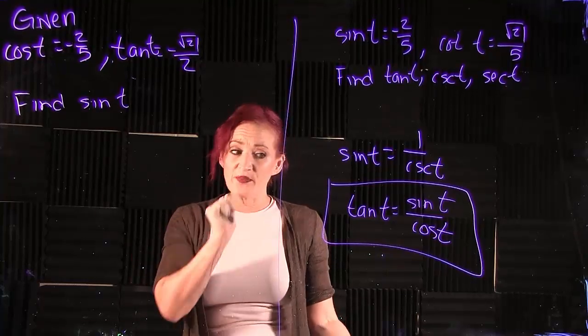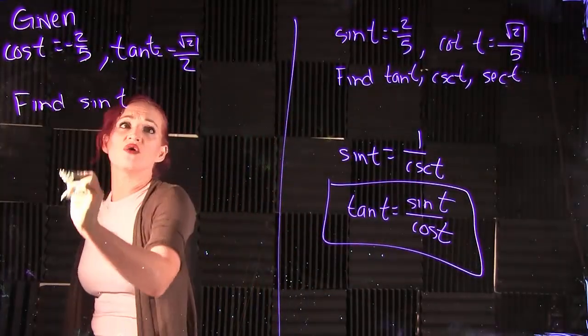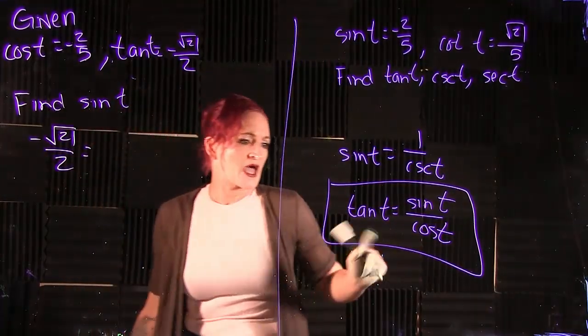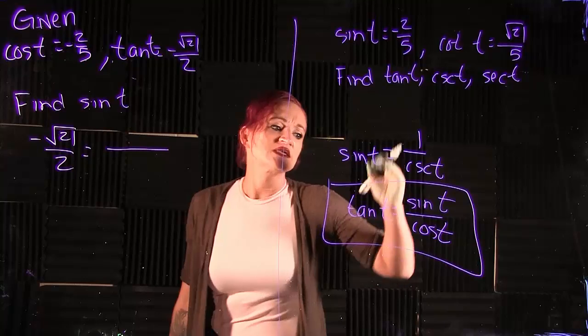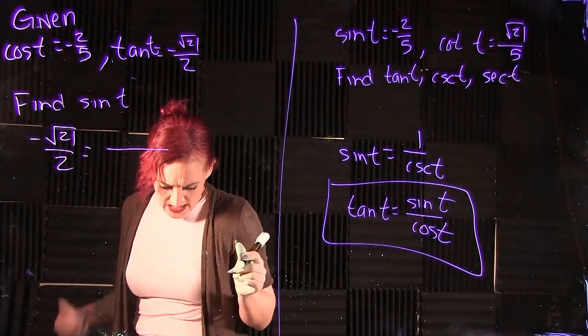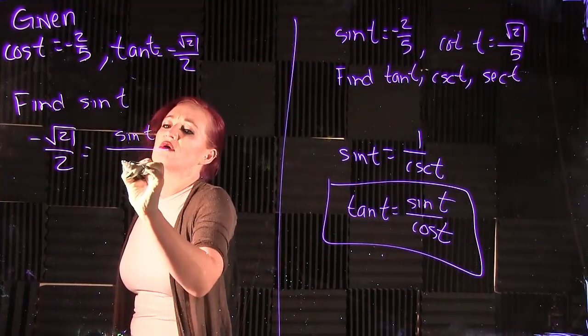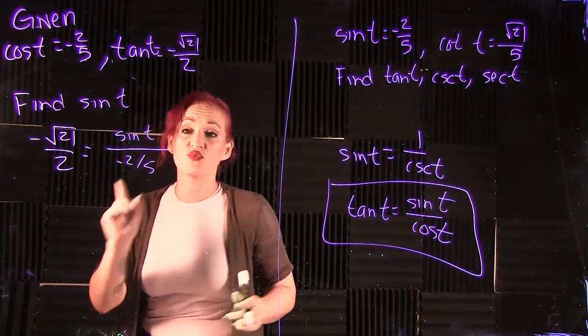So I'm going to plug in what I know. I know that tangent is negative square root of 21 over 2. And I'm told that this is equal to sine over cosine. Now, we're trying to figure out the sine part, but we do know that cosine is a negative 2/5.